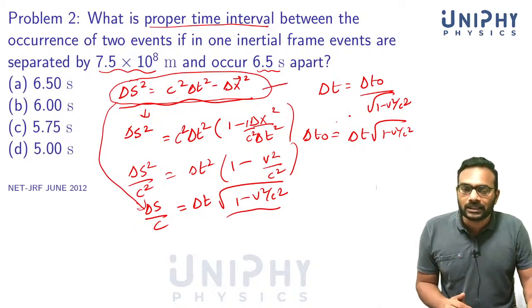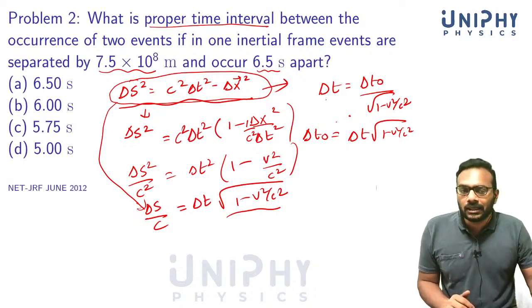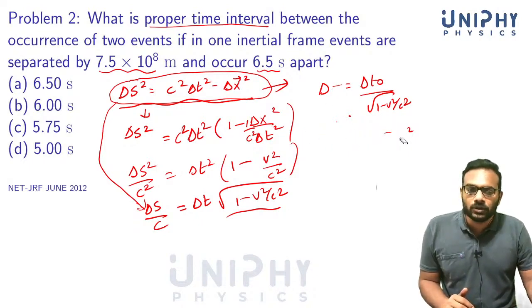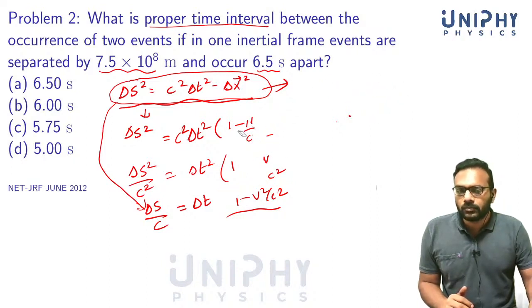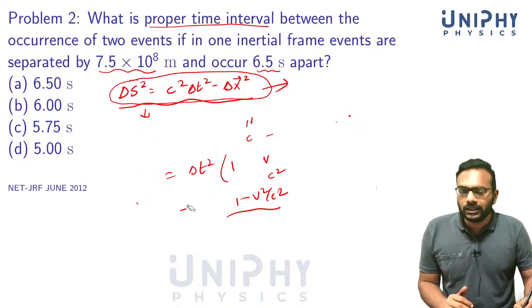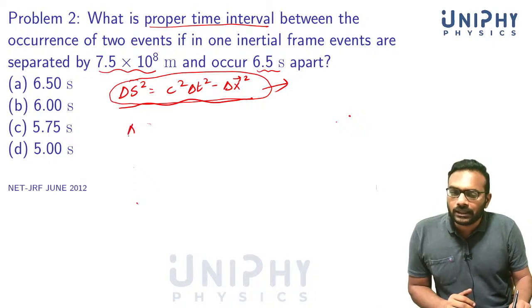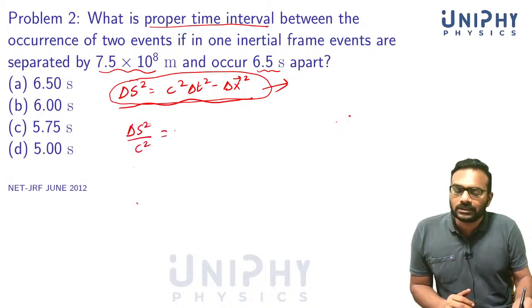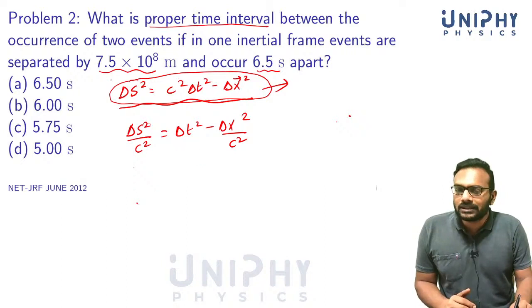So, this is the expression that we start with, and there are many problems that we can solve quite easily using this formula. That's the formula that we need to work with. Given that formula, let us see how to solve this problem. First we calculate this quantity from the given information. Let us calculate delta s square by c square is equal to delta t square minus delta x square by c square. We divide throughout by c square. Now, we just substitute the quantities given.